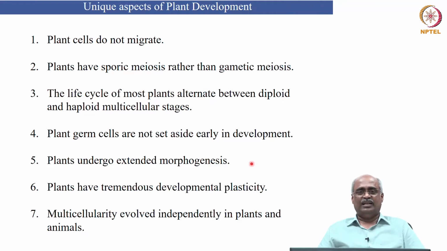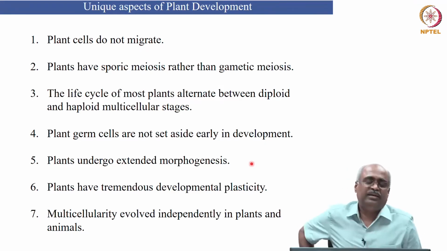Plants do not have the luxury of gastrulation, so there are no cell migrations. There is only one exception that I will point out when we get to that particular one. So without cells migrating, you have to form all the organs. Okay, so that's a challenge that the plants have to handle while forming a multicellular body.